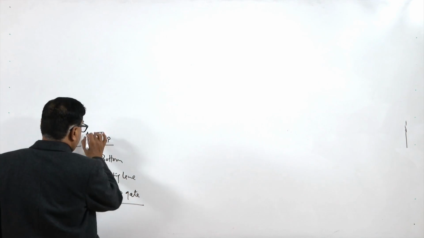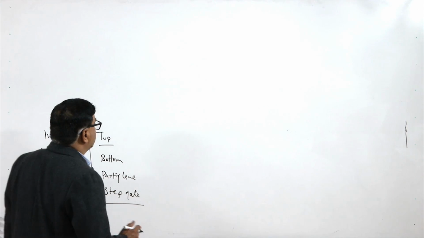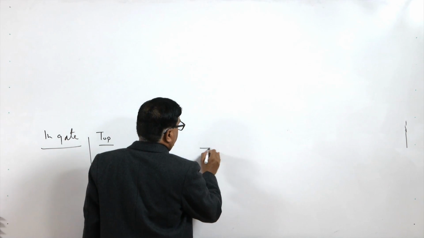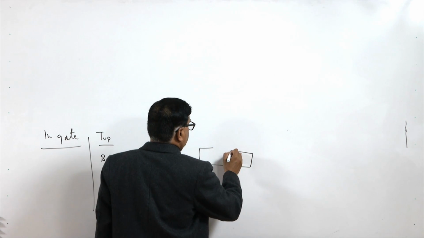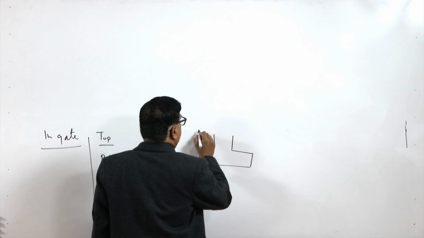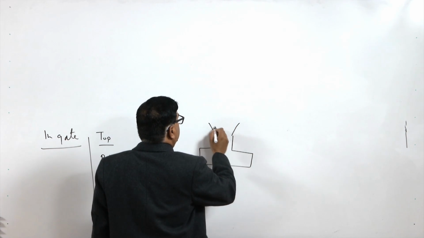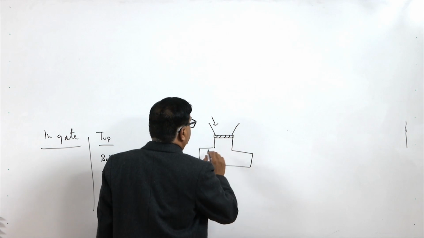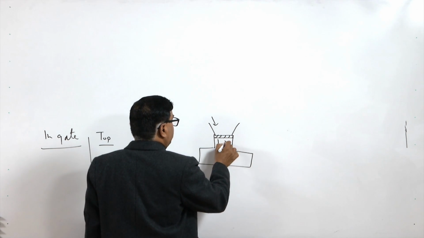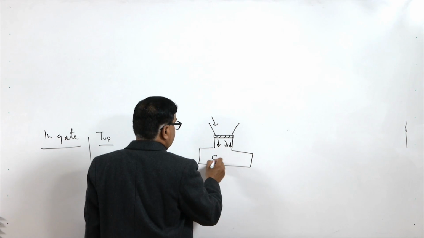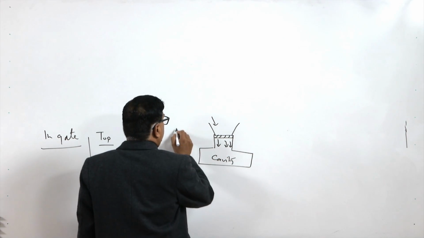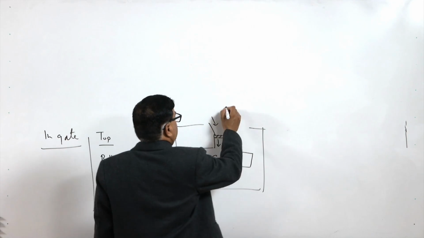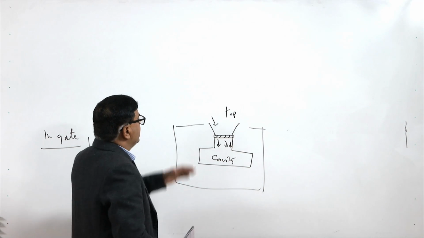So, for the different situations, different gates are found to be suitable. In case of the top gate, the mold cavity is fed from the top. Say this is the pouring basin, and here we may put a screener or some sieve for filtering purposes, and the molten metal is fed from the top, and this is the cavity, and all around we have the molding sand. So, this is the top gating where feeding is done from the top.